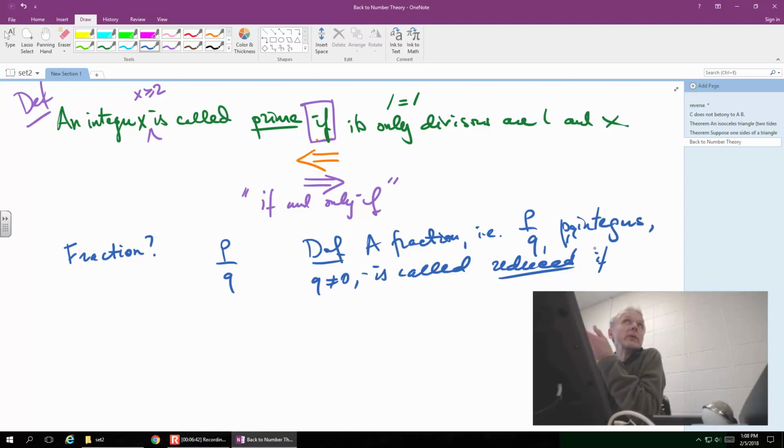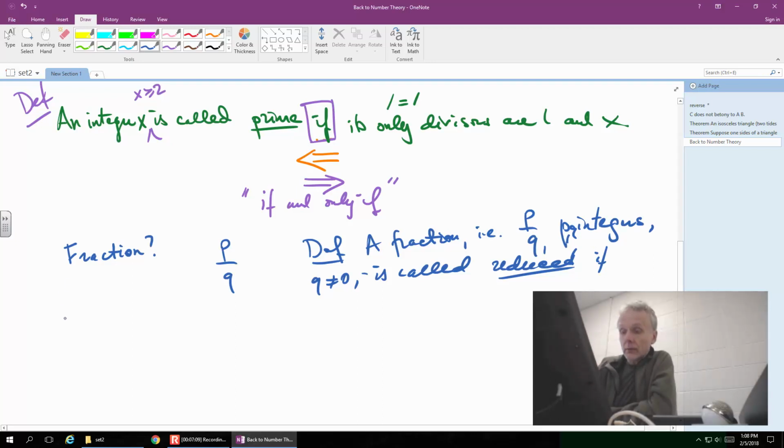There's a simpler way to make that idea. Reduced, what does reduce? There's a verb there, to reduce. What does it mean to reduce a fraction? The integers on the top and the bottom don't share any factors. Right, that's the way to put it. So that is reduced. Reducing means simply canceling factors, dividing both numerator and denominator, right?